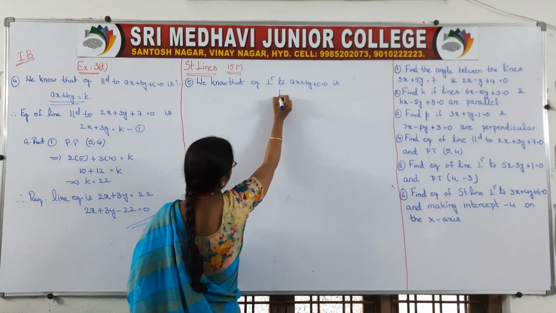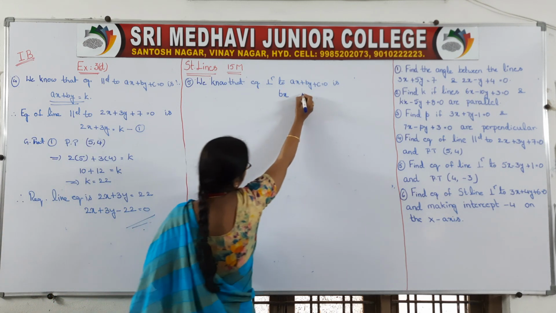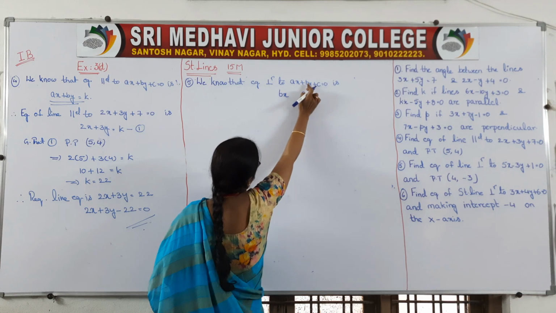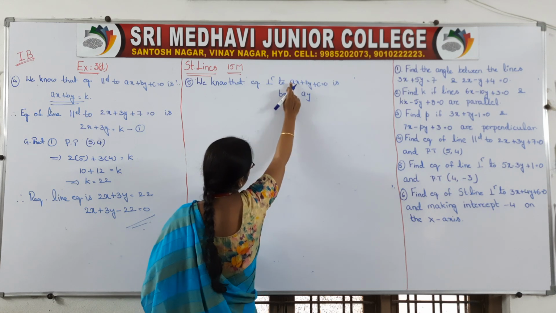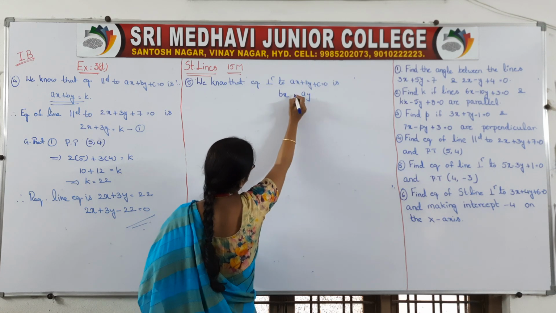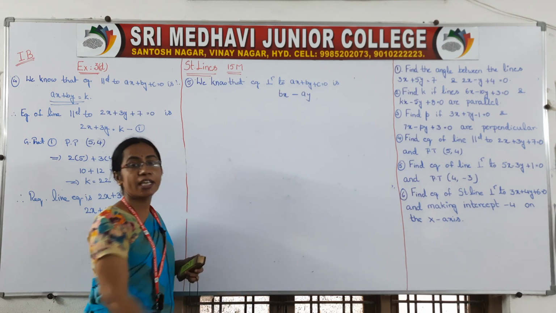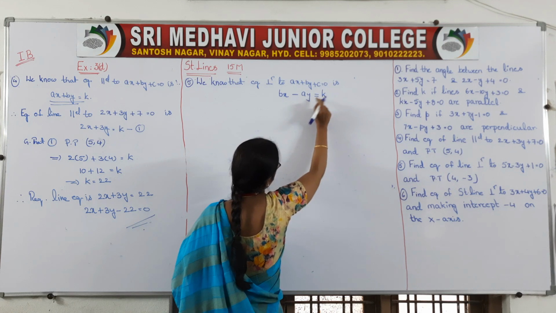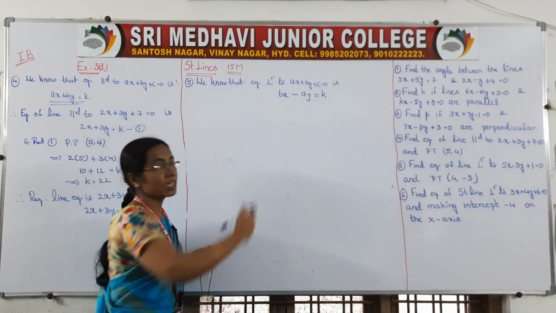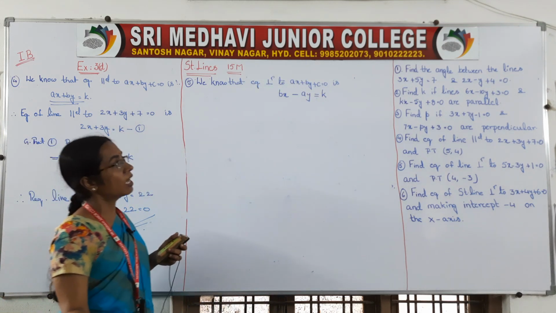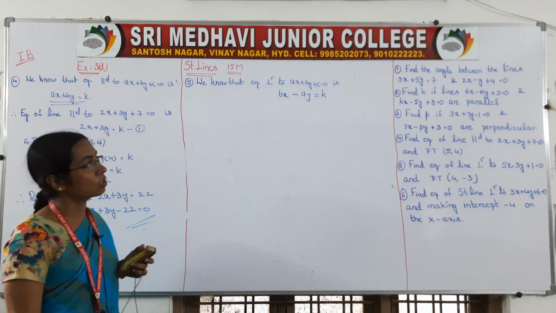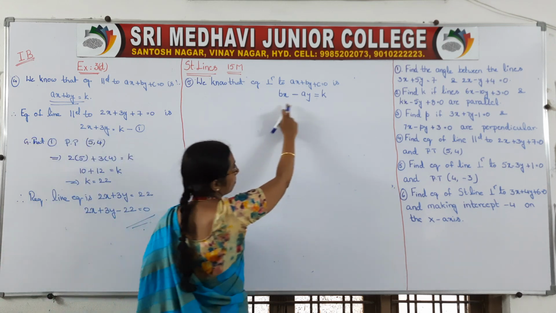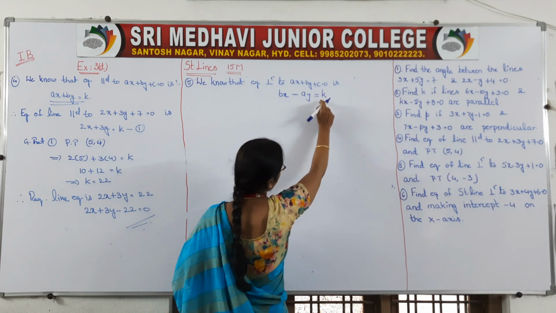So it is bx minus ay. Observe, the y coefficient comes to x, the x coefficient comes to y. In the middle we have to take a negative sign. This is the formula for the line perpendicular to this one. What is the formula for the line perpendicular to ax plus by plus c is equal to 0? It is bx minus ay is equal to k.